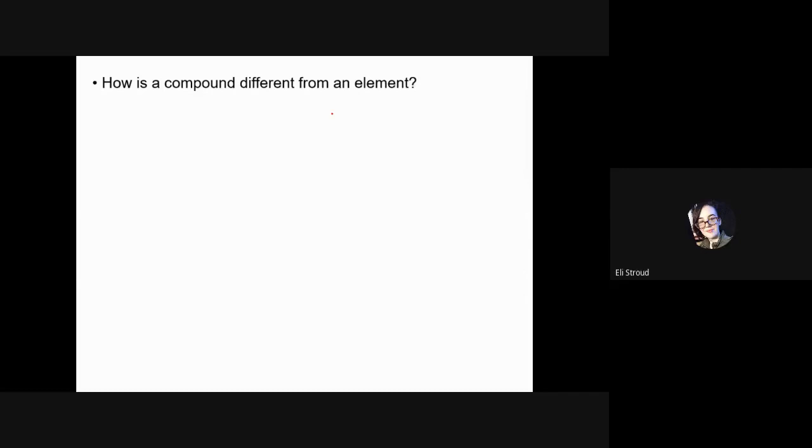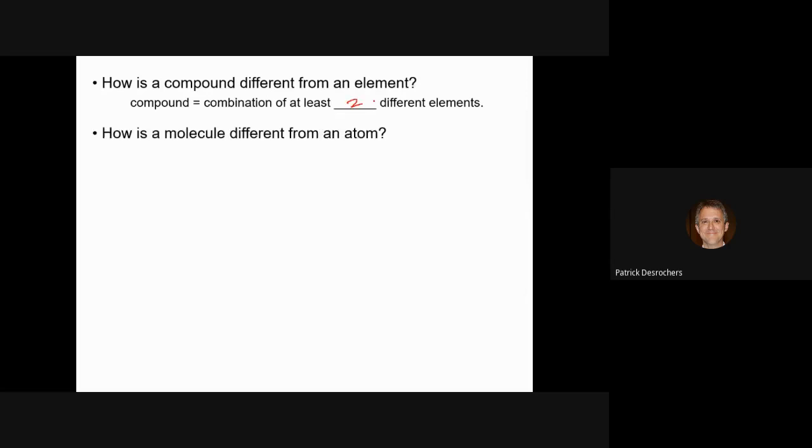It has multiple elements. Okay, which one has multiple elements? Compound. Okay, so a compound is a minimum of how many? Minimum 2. Okay, let me write that down. It's a minimum of 2. Okay, let me try another one.